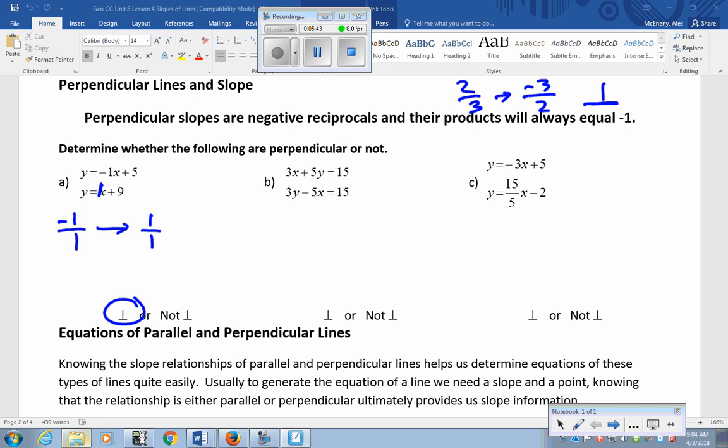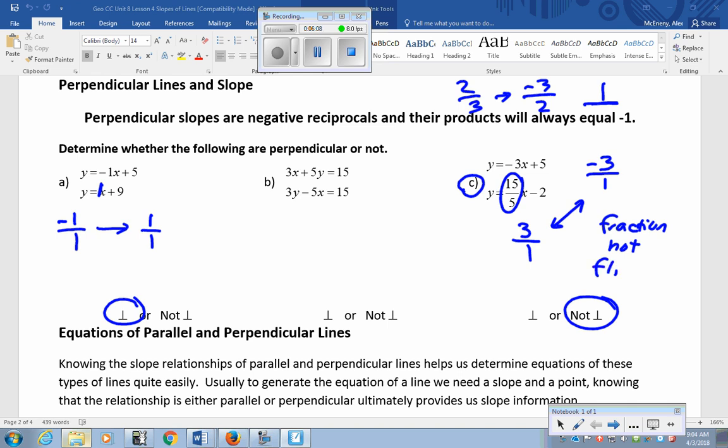And then we're going to look at C. With C, we have a slope of -3 for the top one, which is -3/1. And then if we simplify this, we get +3. So in this case, these two are not perpendicular because the fraction wasn't flipped. And if you want to try the middle one, feel free to go ahead and try that one also. So now let's move on.